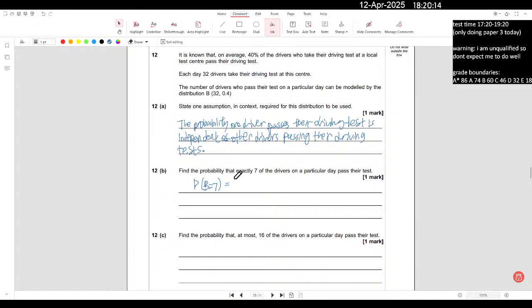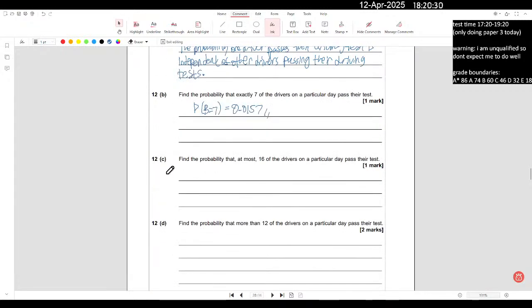Probability 0.4. X value 7 is 0.0157. Find the probability that at most 16 of the drivers on a particular day pass their test. At most means X is less than or equal to 16. So binomial CDF 40, 0.4, X value 16: 0.568.